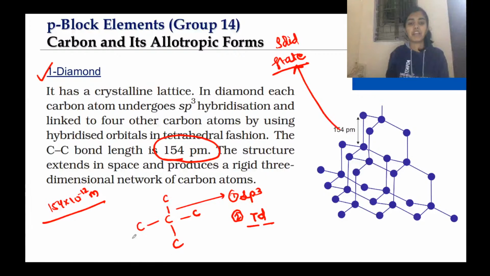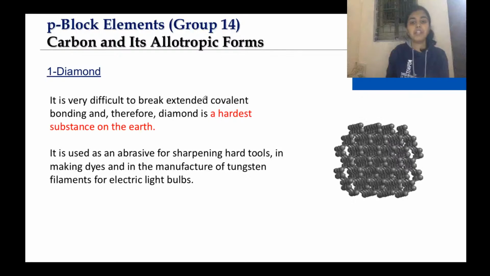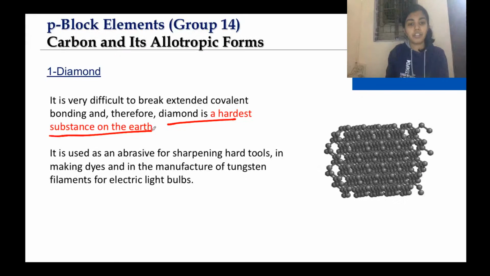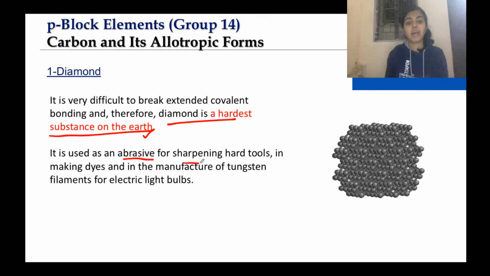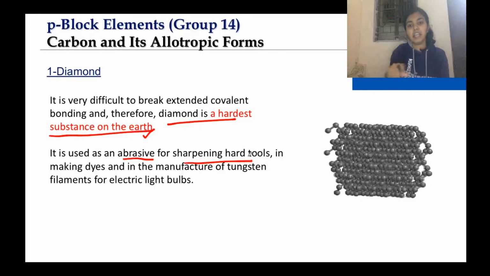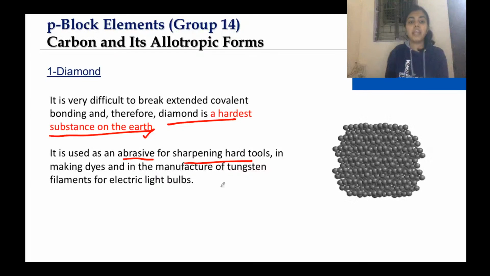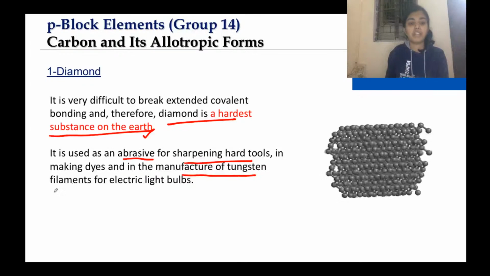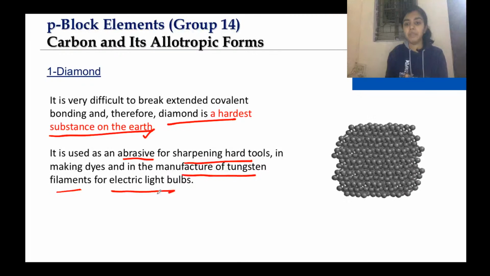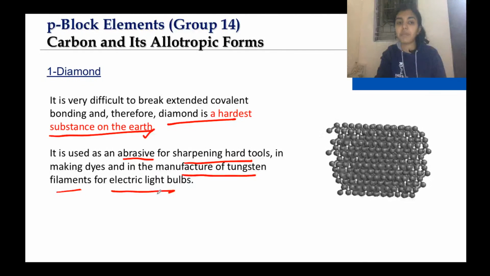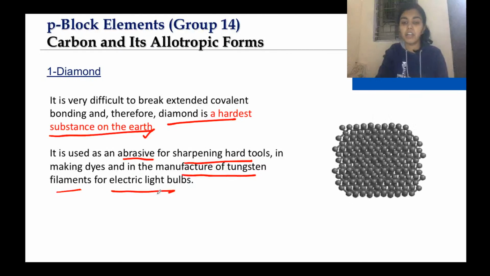So all the 4 electrons are involved in covalent bond forming, and this system is very rigid. It is very hard. The covalent bond that is formed is very strong, and due to this network, the diamond that is formed by this lattice is very, very hard in nature. Now here you can see that it is the hardest substance on earth. Therefore, it is used as an abrasive for sharpening hard tools, right? For sharpening basically glass edges, diamond can be used. It can be used in the manufacture of tungsten filaments for electric light bulbs, right? So diamond, because of its structure, is the hardest substance on earth.